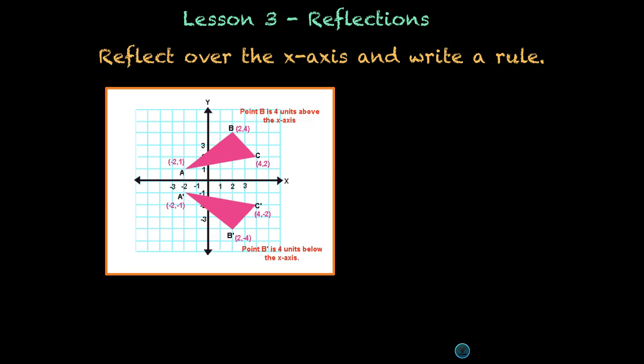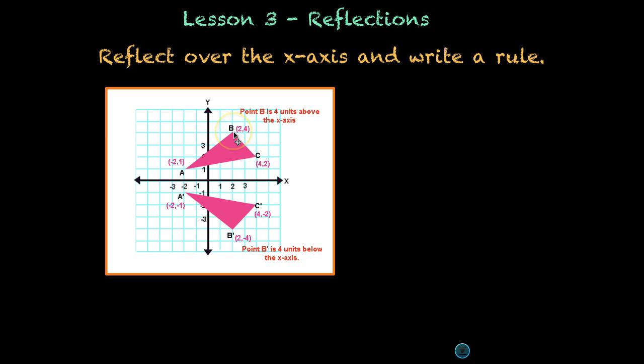In this first part, we're going to reflect the object over the x-axis and then write a rule. If we look at these two triangles, triangle ABC is on the top and triangle A prime, B prime, C prime is on the bottom. So we know this is our image. This is the reflection of triangle ABC. Remember that the image is notated with these primes.